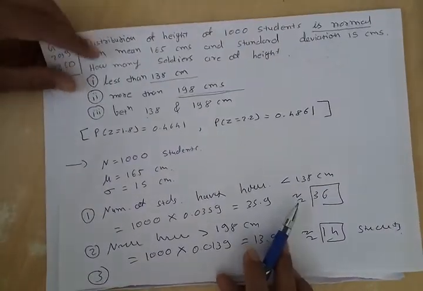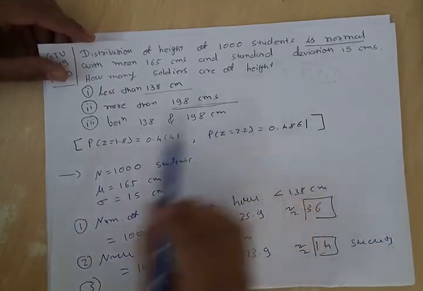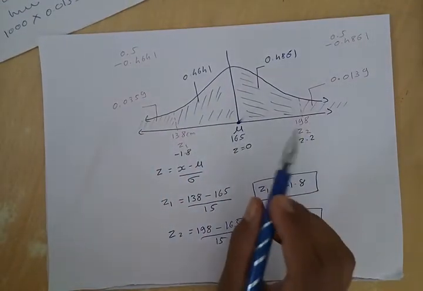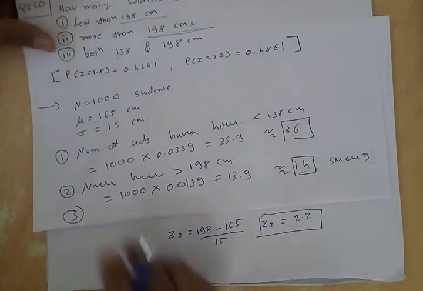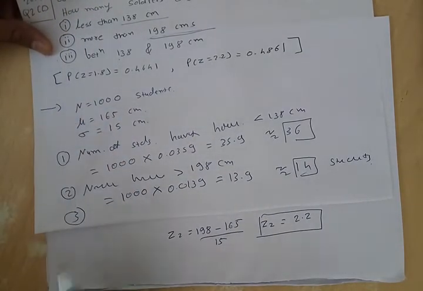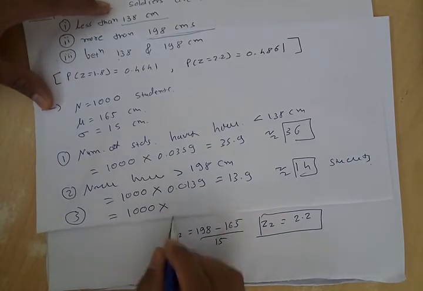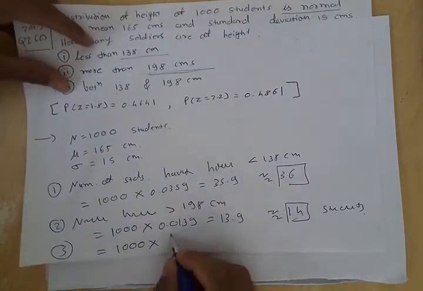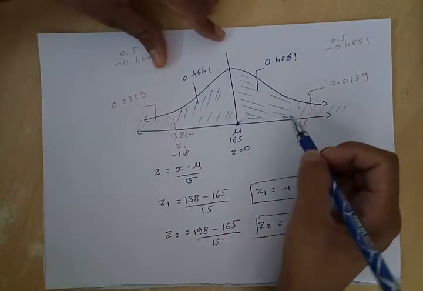Now the third question is we have to find the number of students having height between 138 to 198 centimeter. Now the total number of students is 1000. So we can subtract these two values from 1000 and you will get the answer to question number 3. And the second method is we will write total number of students times the probability of height falling between 138 to 198. So 138 to 198, this total area, that is in blue color.